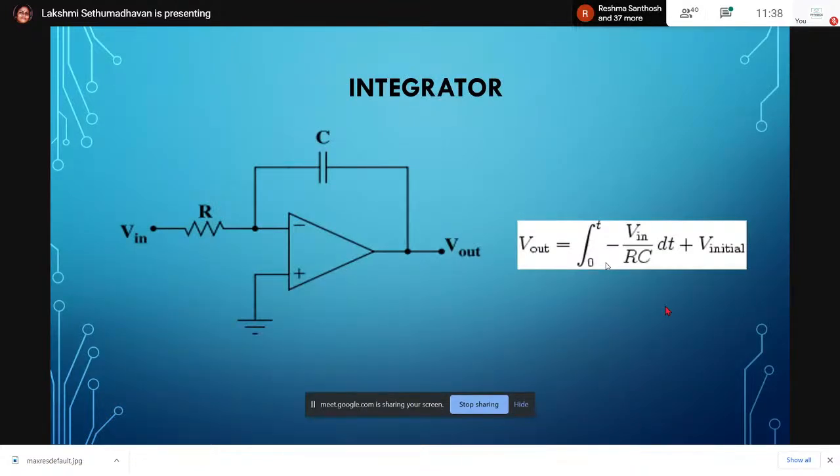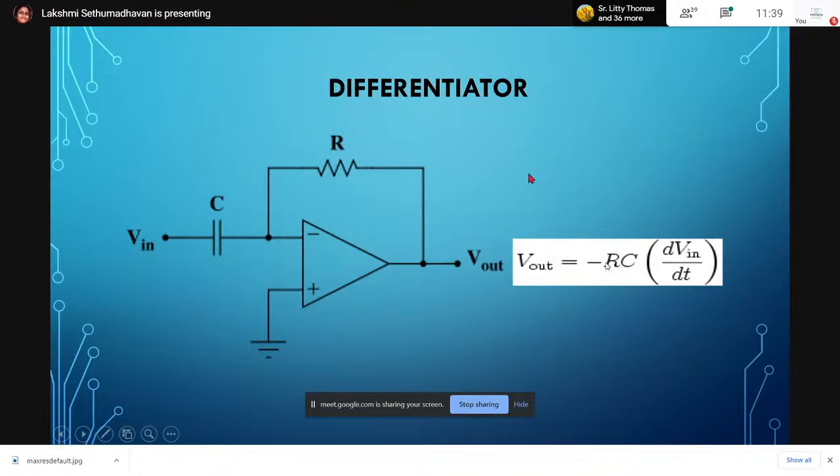Then this is an integrator. Here the feedback element is replaced by a capacitor, so you will have to evaluate the current through this capacitor. So this is R and C here, an integrator. In an integrator, when you give a sine wave, you get a minus cos, so a cos wave. That way you will see it in the CRO. Now coming to the differentiator, here the feedback element is R, but the input element is C. Then your output will be the differential of the input signal. You can see it here: output is equal to minus RC dV in by dt.